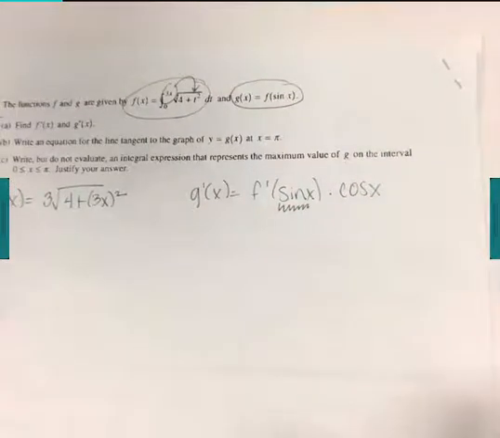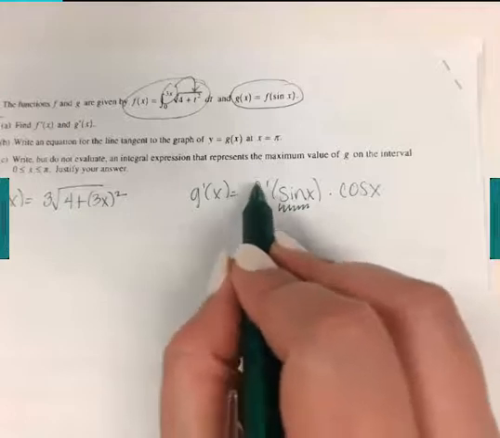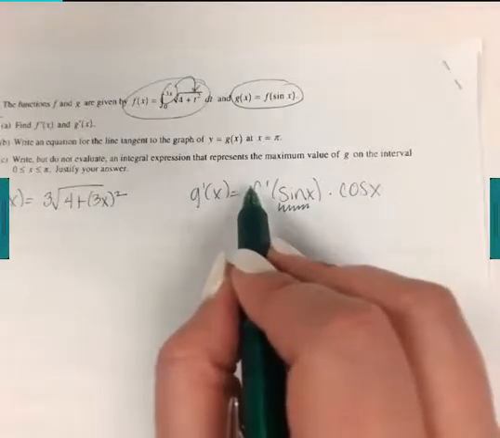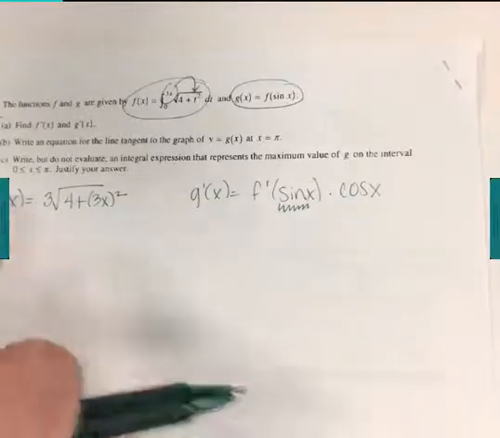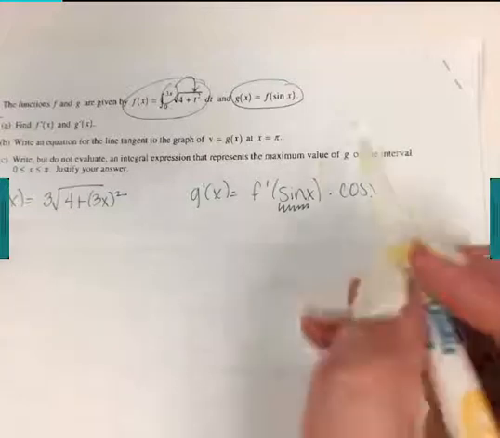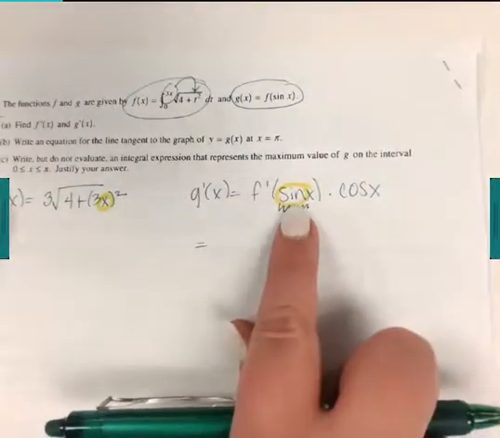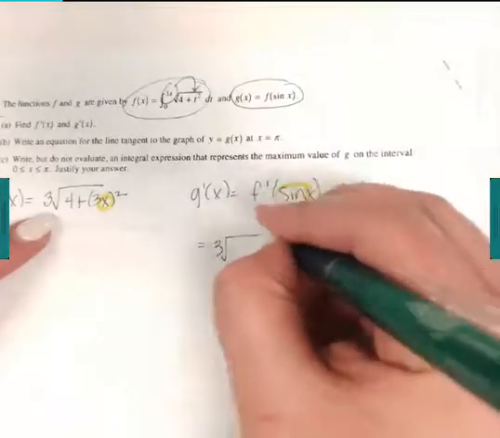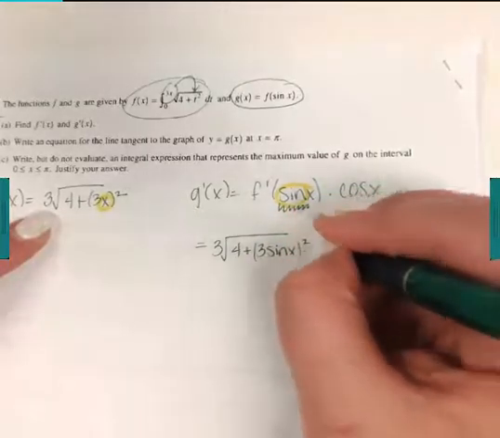Now, okay, here's the problem. If this was the real AP test, you could not leave it like this because f prime is not x. But what do I know f prime is? This, right? So all that I'm going to do is say, if I want f prime of sine x, I'm just going to put that here. And then it'll be written in terms of x. So g prime is really, we're taking sine x, we're plugging it in here. 3 root 4 plus 3 sine x squared cosine x.